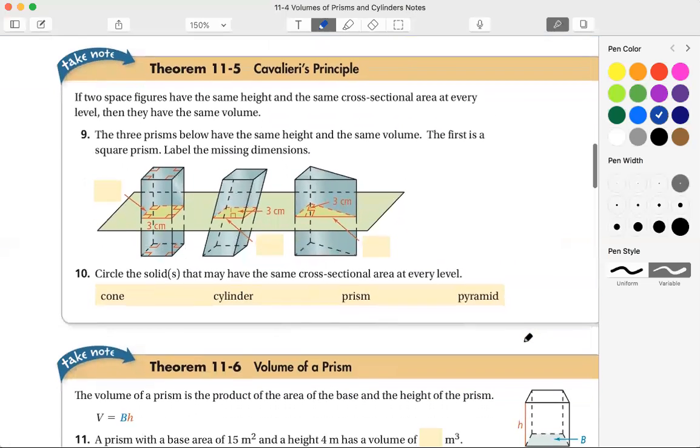All right, 11-5, Cavalieri's principle. If two space figures have the same height and the same cross-sectional area at every level, then they have the same volume. So if three prisms below have the same height and the same volume, the first is a square prism. Label the missing dimensions. The missing dimension there, but square, is 3 centimeters. The second one here is 3 centimeters. And the third one here is 6 centimeters. Circle the solids that have the same cross-sectional area at every level. So a cylinder and a prism.